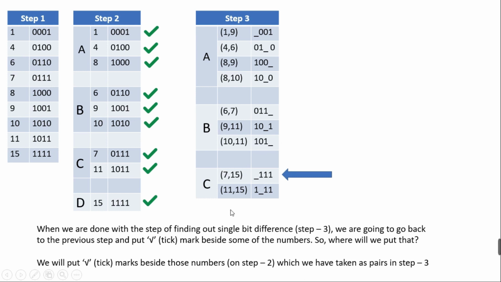So after going through all the pairs and putting ticks, let me just show you the last one, 11 and 15. So both of these numbers are actually already checked, so that's why we don't put multiple ticks over there. All right, so after checking all the pairs like we did here, we're going to move on to step 4 now. All right, so let's move on to step 4.